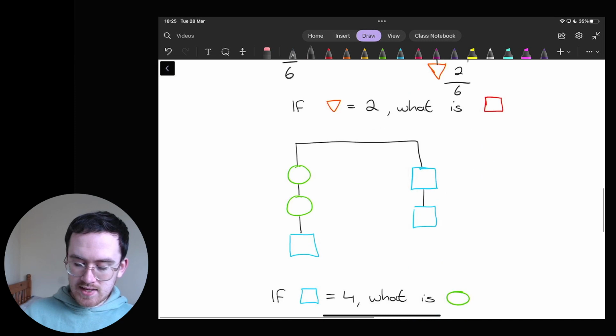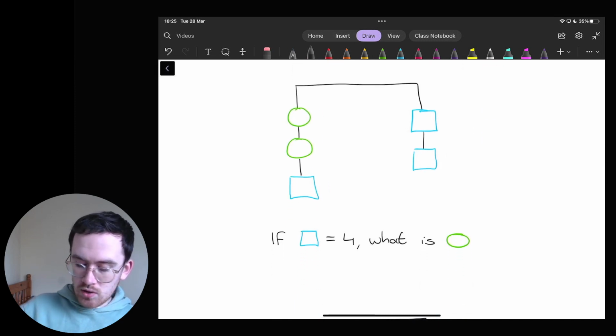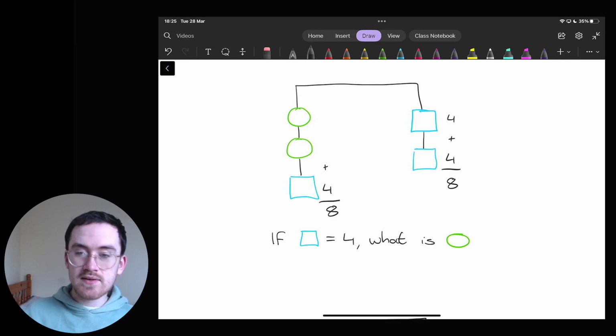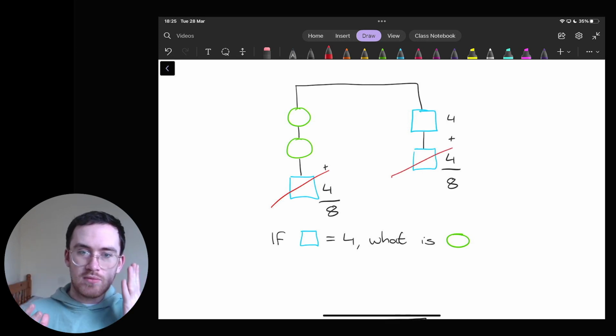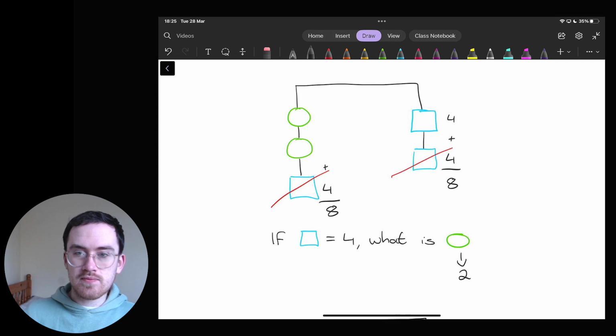Okay. Same idea goes here. So if the square is 4, what is the circle? Well, this is 4 and this is 4. So I have a total of 8 on this side. This one is 4, and then I don't know what these are. But again, my total has to be 8. The other thing I can do here is because I have a blue square on each side, I can disregard that. I could take one off each side. That's not going to make it unbalanced. So what we have then is that 2 circles must be equal to 4. So 1 circle must be equal to 2.